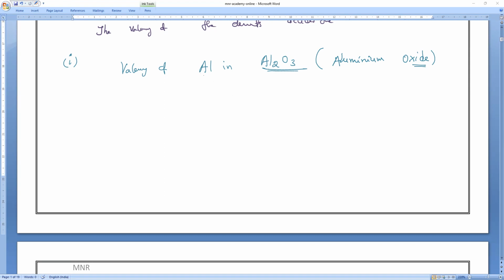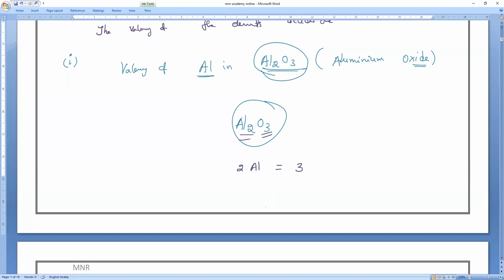So, the valency of aluminium in aluminium oxide. If you notice, aluminium oxide is a molecule. Here, three oxygen atoms combine with how many aluminium atoms? Please respond, everybody.